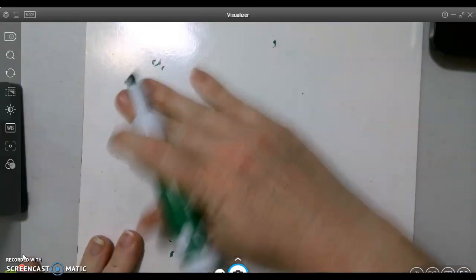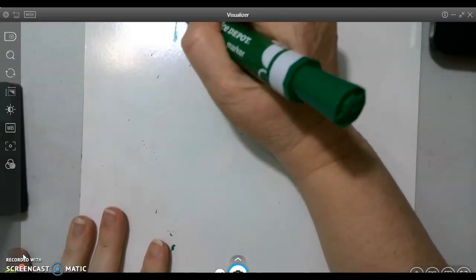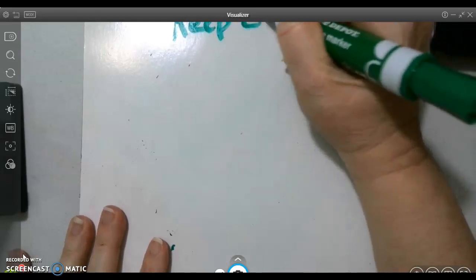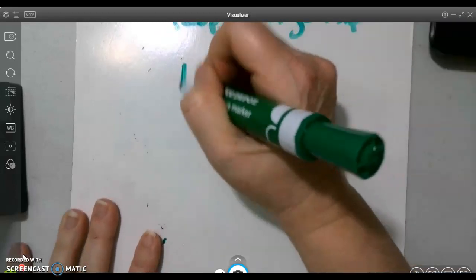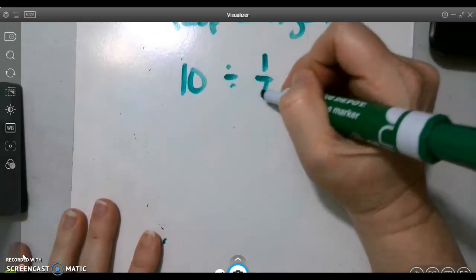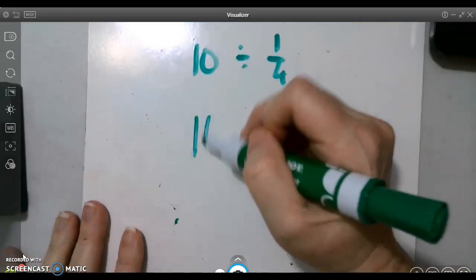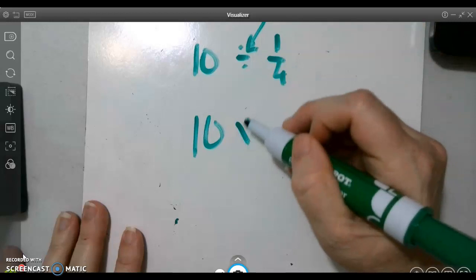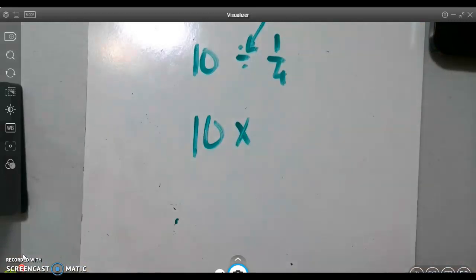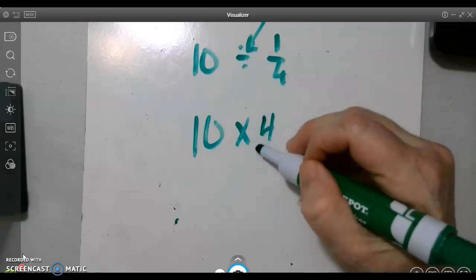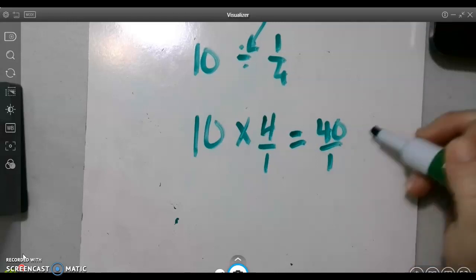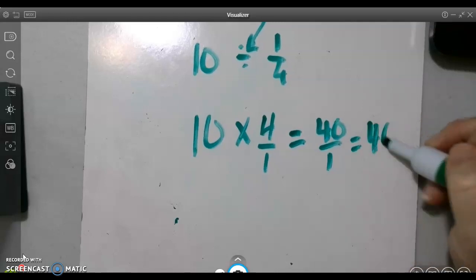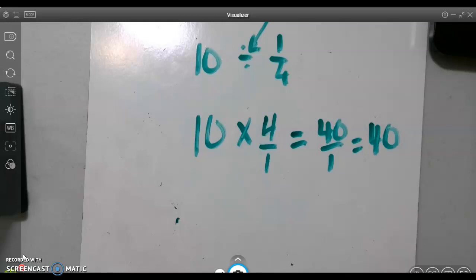I'm going to teach you the shortcut way, and later we'll go back and learn about the why. So Mrs. Twinter is going to teach you something called keep, change, and flip. So you have 10 divided by 1/4. We're going to keep the 10. We're going to change division to multiplication, and then you're going to flip the 4 over 1. So 10 times 4 equals 40 over 1. Your answer is 40 for the first square.